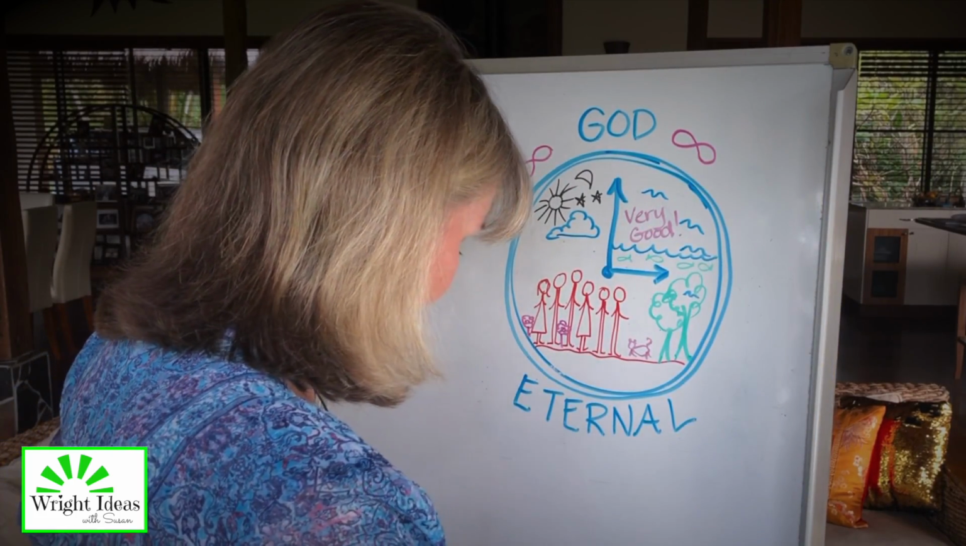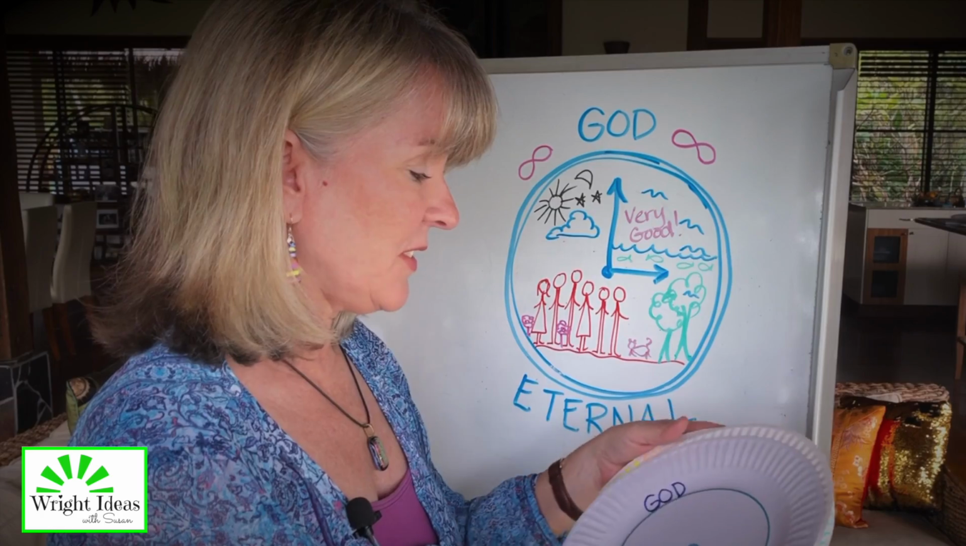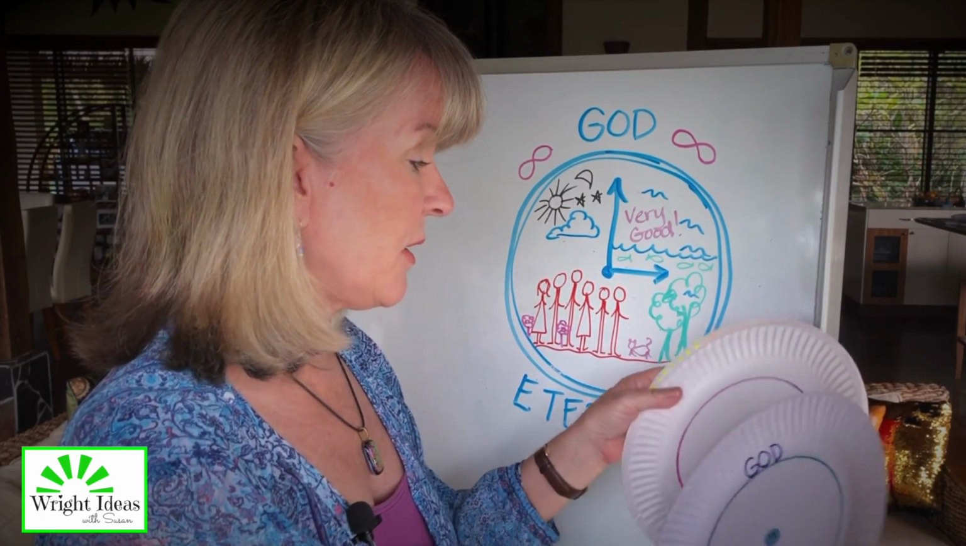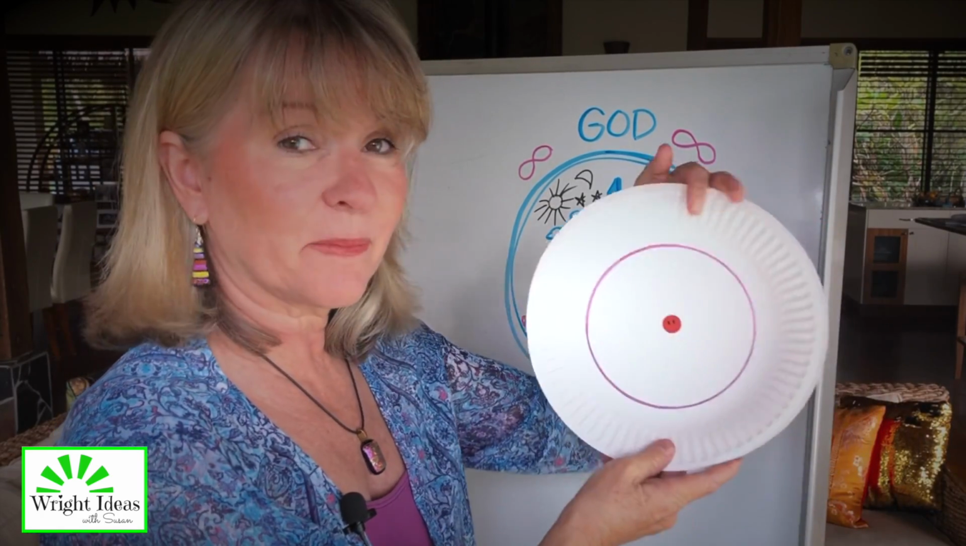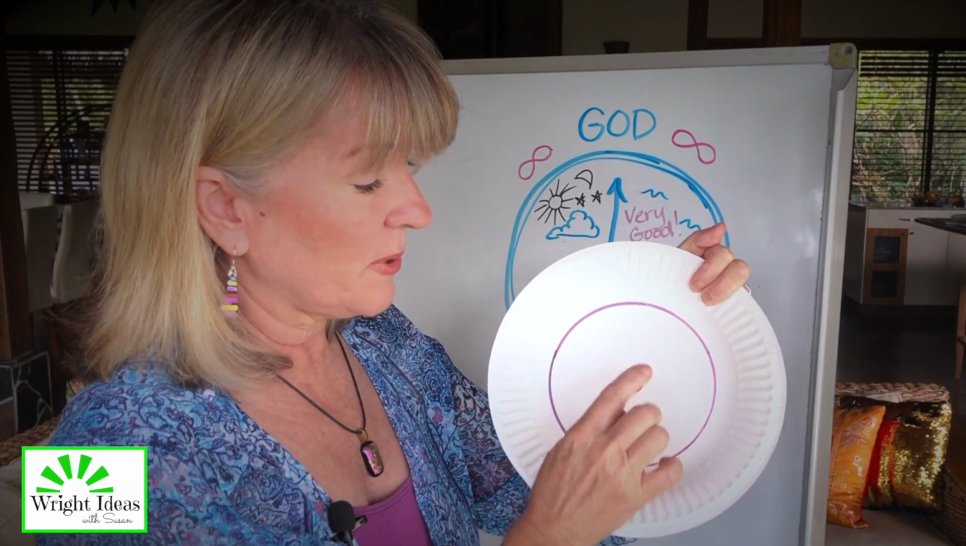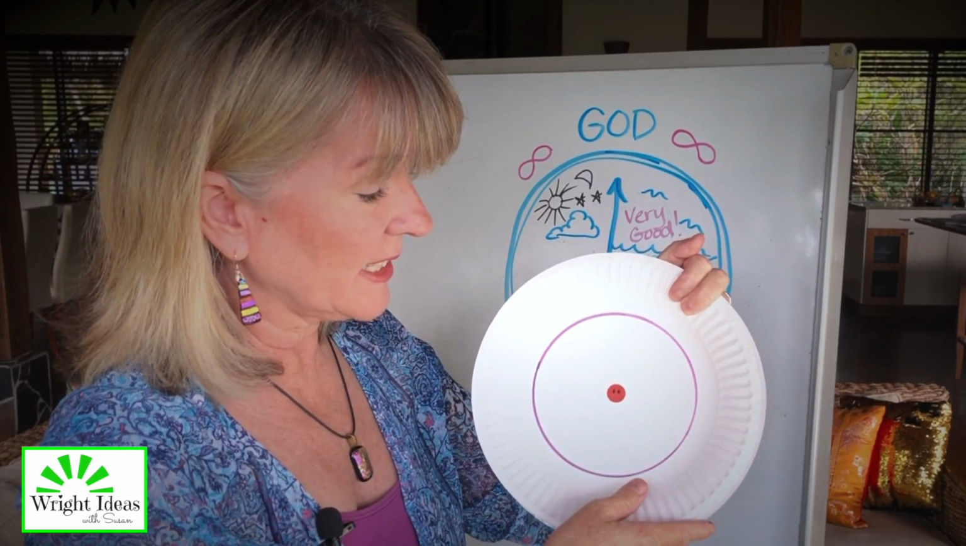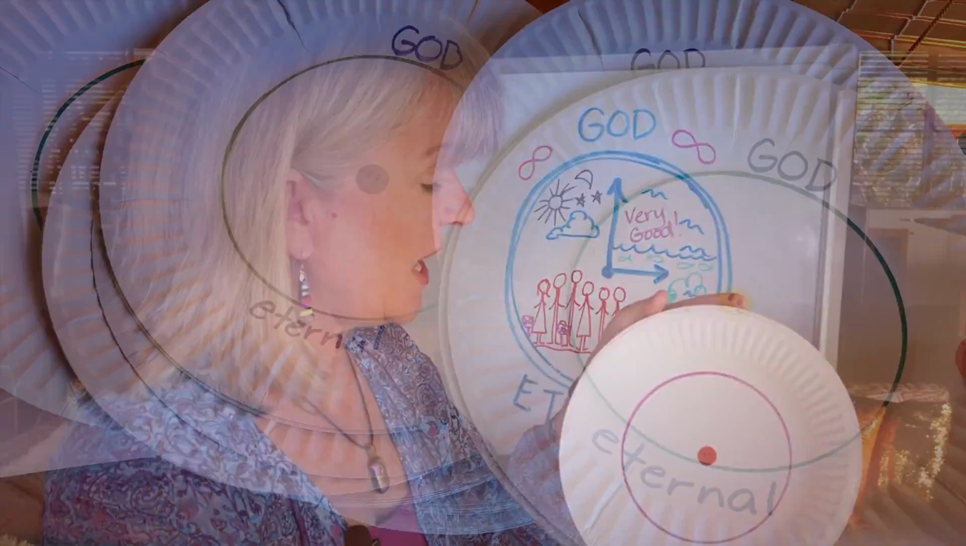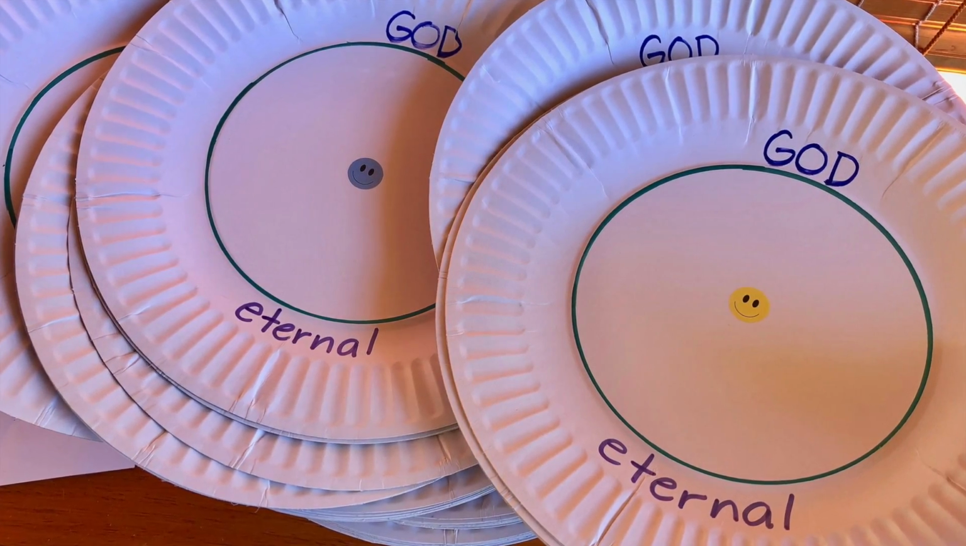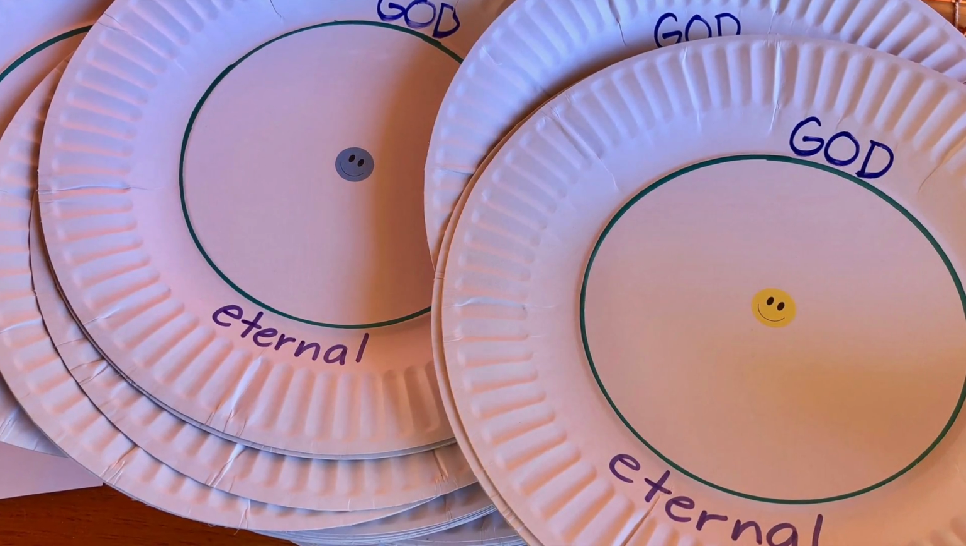The other thing is, for the craft, you have to get the plates ready. So for the older kids, I just simply drew a line and put a sticker in the middle so they can easily draw their hands for their clock. For the little ones, I just did God and eternal, just to make it easier for the younger children.